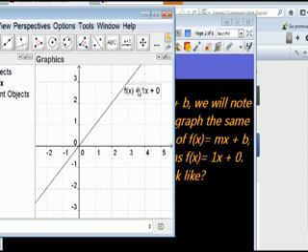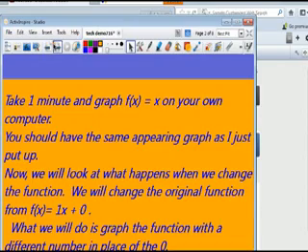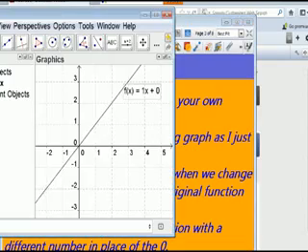We can move our text box around. Let's put it right there. Have your students take a minute and graph that on their own computer. They should have the same graph that I just put up. Now what we're going to do next is we are going to change this number right here and see what happens to the graph.